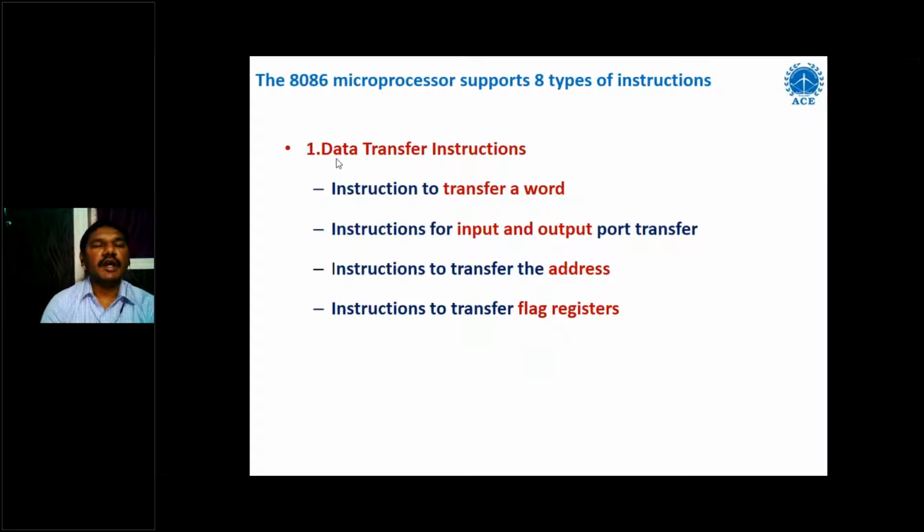So, for example, take data transfer instructions. Under data transfer instructions, again we have four types of instructions. The first one is called instructions to transfer a word or a byte. How to transfer data from one location to another location, from one register to another register, from memory to a register. Like that, we have data transfer instructions.